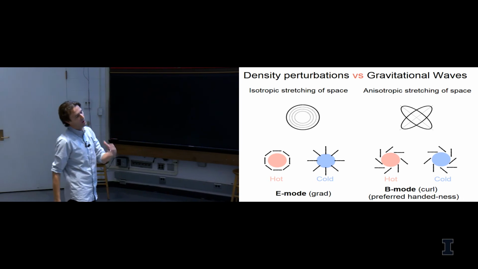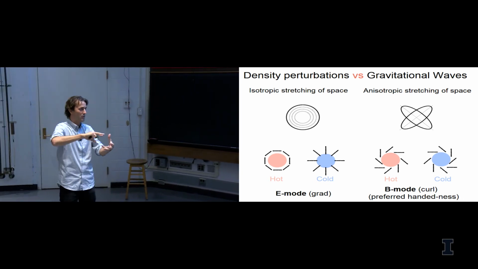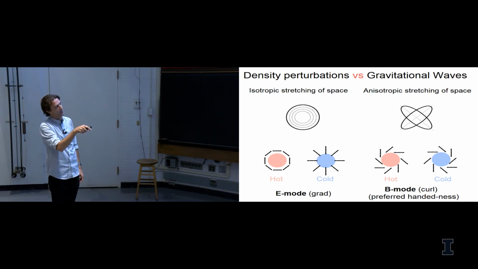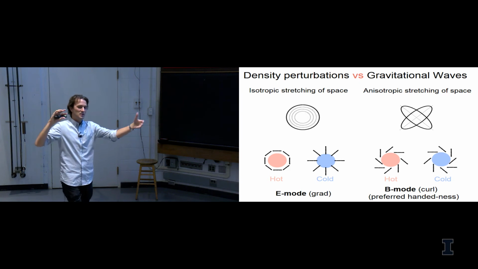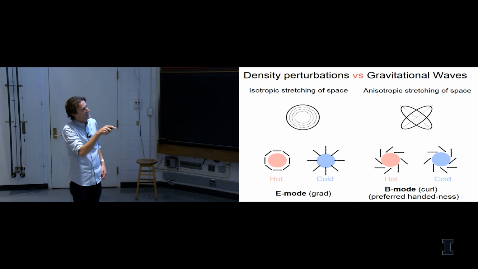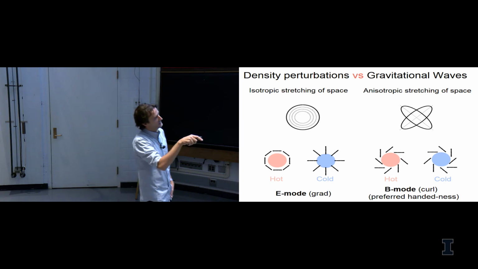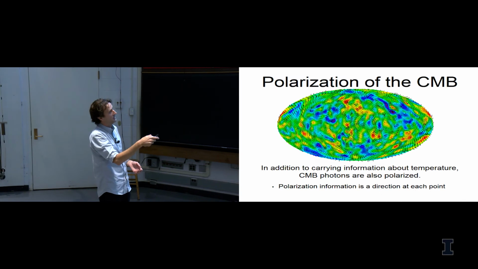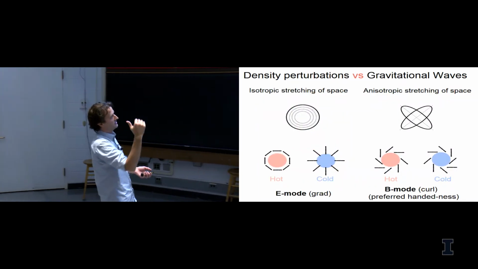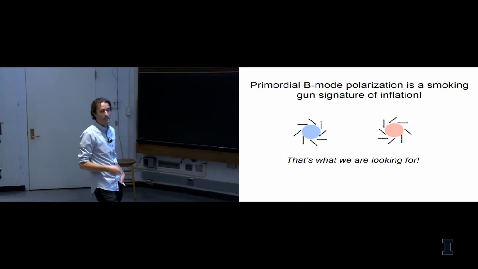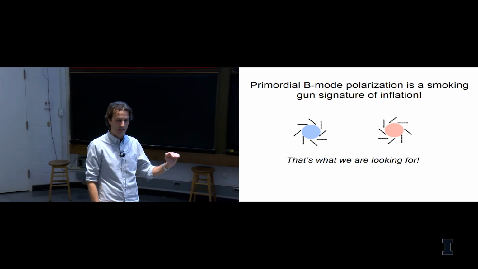So this is like blowing up a balloon and then squeezing the balloon, right? You don't change the volume of that balloon, but you change the shape. Gravitational waves you can think of as space distorting but not volume changing distortions. And so these generate these very particular patterns on the sky, and what you'll notice is that there's a handedness, if you like, to these patterns. Hot spots have a particular handedness, and cold spots have the opposite handedness. So primordial B-mode polarization in the microwave background would be a smoking gun signature of inflation.